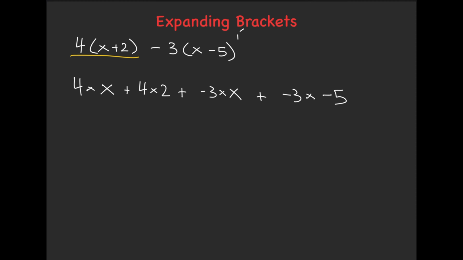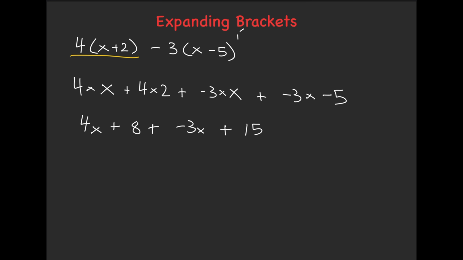And now we've expanded out the brackets and we can simplify the terms. So let's go step by step. At the beginning, 4 times x is just 4x plus 4 times 2, which is 8, plus minus 3 times x. So this is the same as writing plus minus 3x, and then we have plus minus 3 times minus 5. So going back to before, a negative multiplied by a negative is a positive. So minus 3 times minus 5 is positive 15.